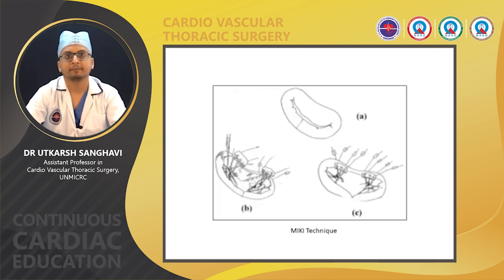So here you can see the AML was first incised and split in the center. The leaflets were trimmed, and the leaflets which were left over after debulking and decalcification are sutured back to the respective commissures from where they originated.